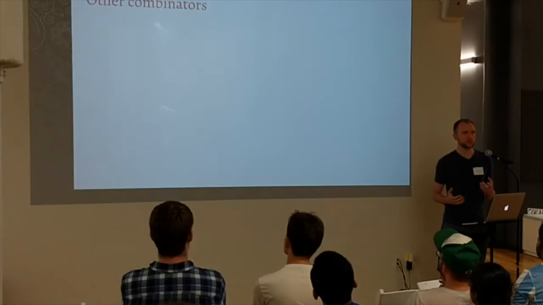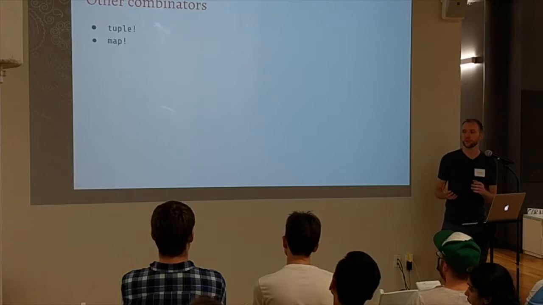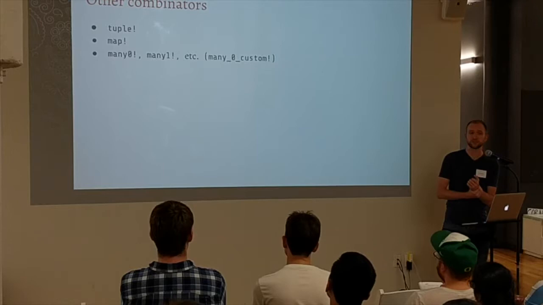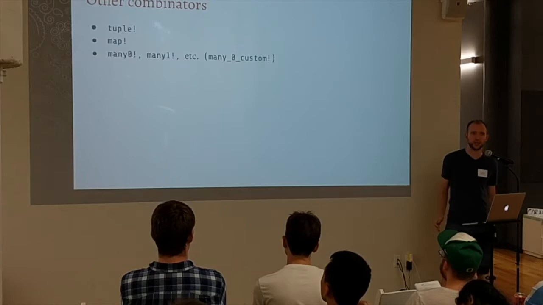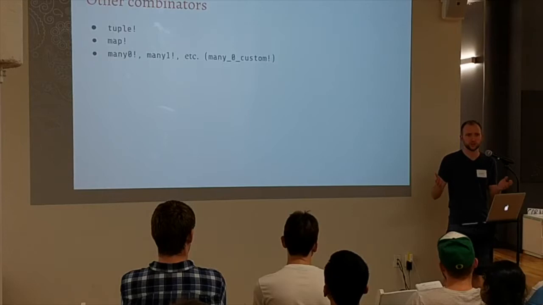So other combinators that we're going to be using. Tuple, it matches as many of them as you want, returns the results in a tuple if all of them match. Map, which applies a function to a parser that was successful. Many zero, many one. This matches a parser as many times as it will go, at least zero or at least one time. In our case, we're using a custom version of that because Nom's macros assume that you're working on a vector of characters. We're not doing that, or a slice of characters, we're not doing that, so we have to re-implement that one.